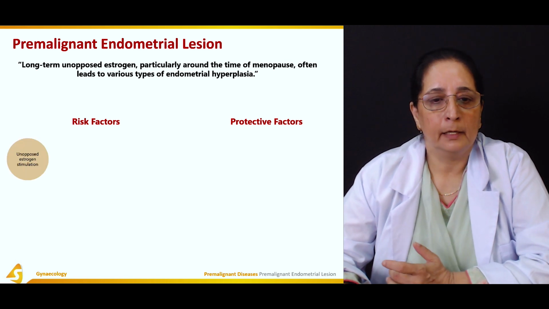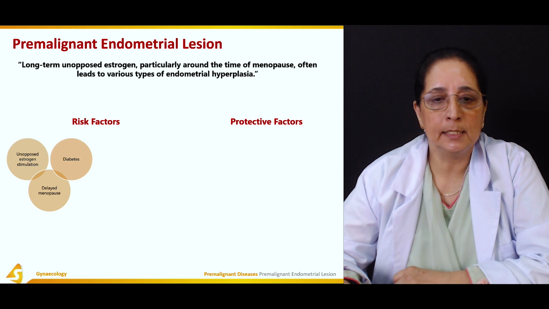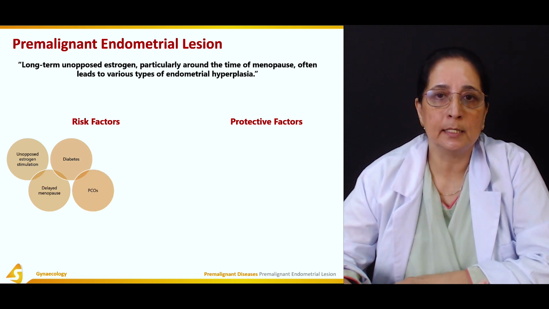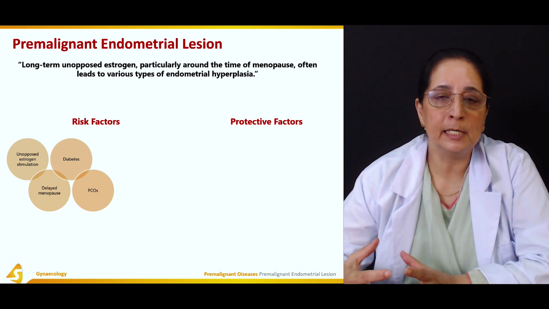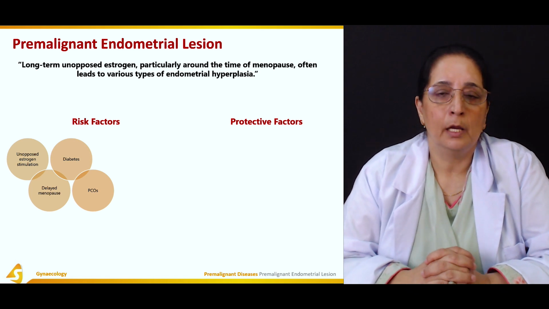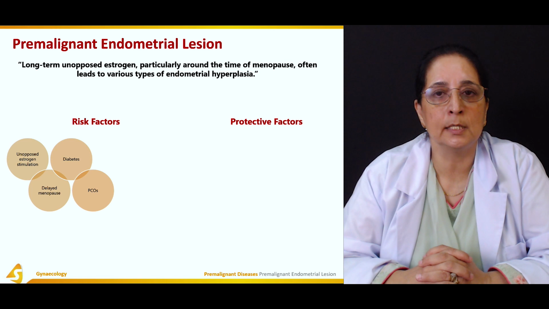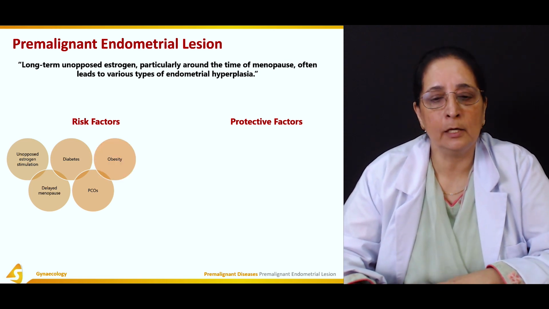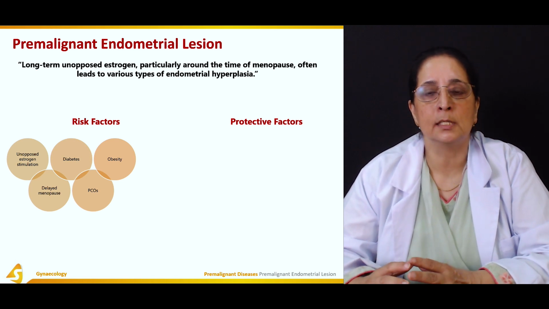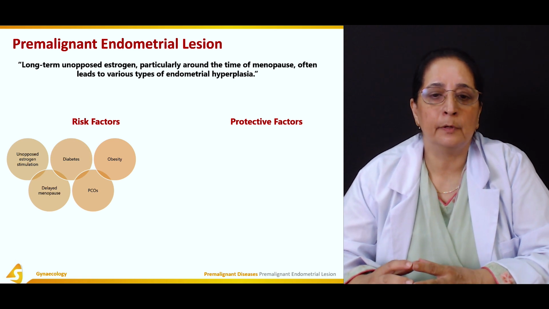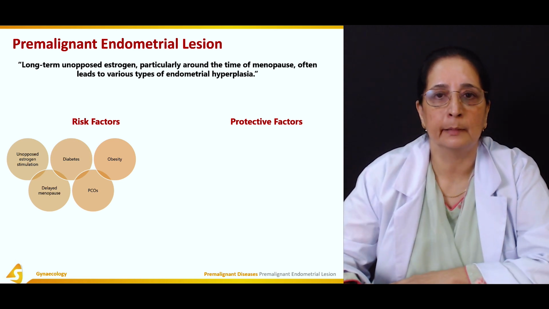Risk factors are unopposed estrogen stimulation, delayed menopause, and diabetes. PCOS is polycystic ovarian syndrome, a disease of the ovaries in which multiple cysts are formed in the ovaries and ovulation is disturbed or not occurring. So there are also high levels of estrogen in polycystic ovarian syndrome. And then obesity: obese people usually do not have regular, frequent ovulation, which can also cause endometrial hyperplasia. So these are some common risk factors for the development of endometrial hyperplasia.